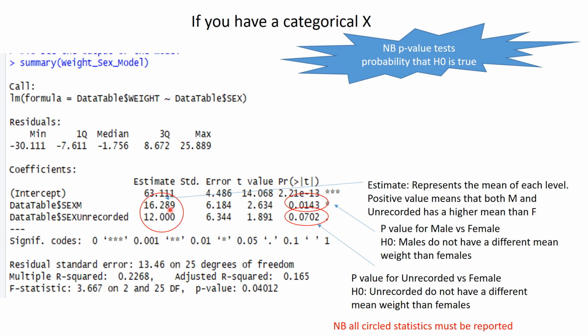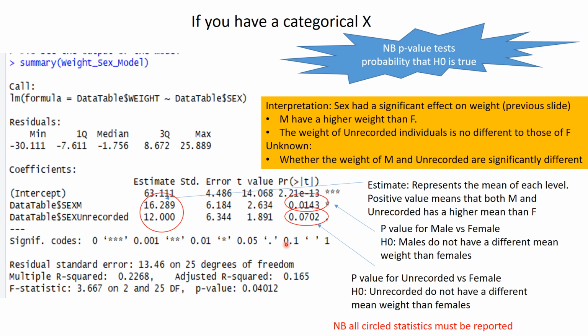We can also calculate the difference between males and unrecorded, and that would be 4.289. So we can say males on average have a weight of 4.289 higher than unrecorded. So we just subtract these two from one another, but we still need to ascertain whether these two values are actually significantly different to one another or not. So we need to know what is the p-value here.